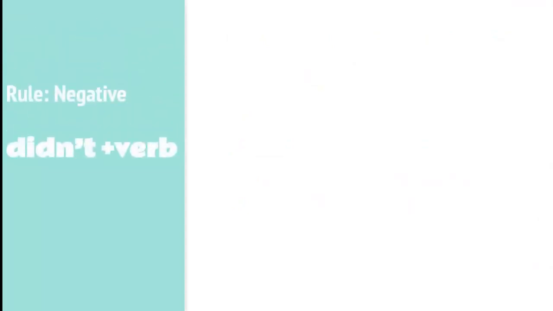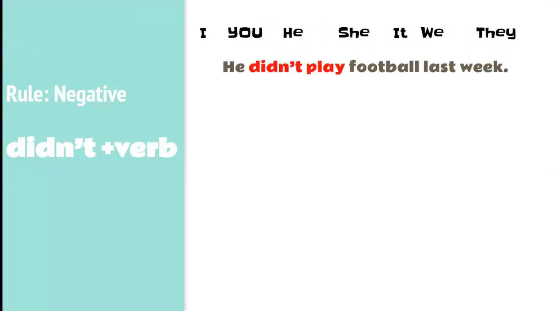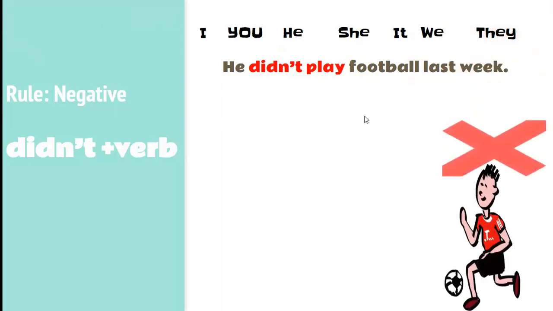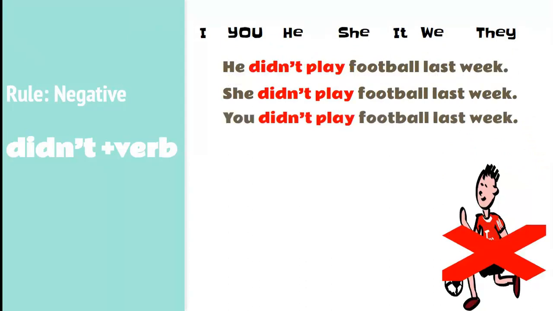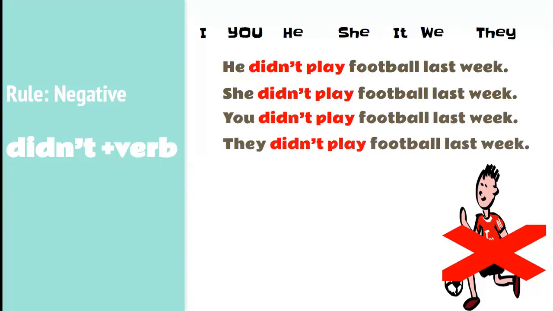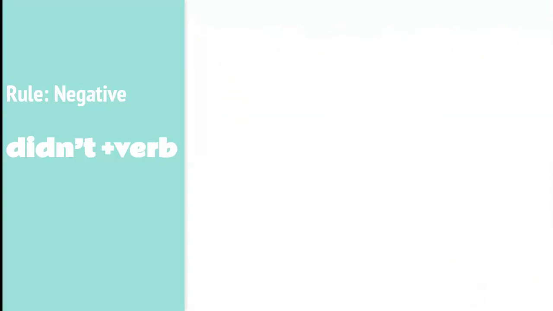To form the negative form, we use didn't plus base form of the verb. It has also the same form for all the persons. For example, he didn't play football last week. She didn't play football last week. You didn't play football last week. They didn't play football last week.